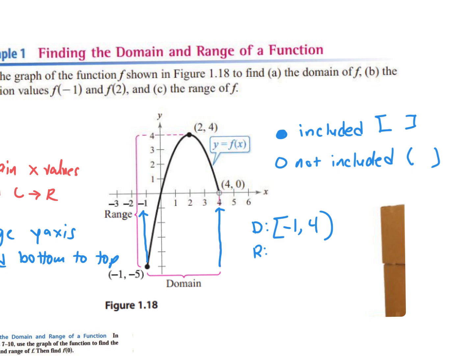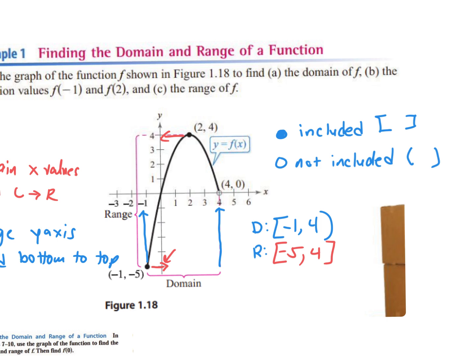All right, so we're going to do the same thing now with range. We read range from bottom to top. So what is the lowest value that is used on your y-axis? -5. And what's the highest value used? 4, okay? What is the notation on either end? Brackets on both, good. Now I have a question for you guys because this is going to come up.